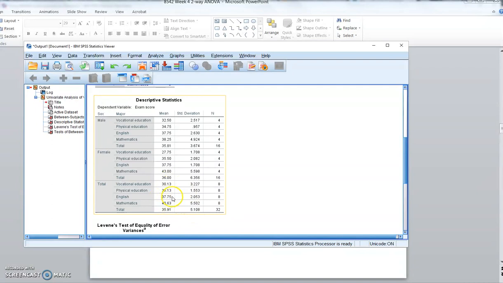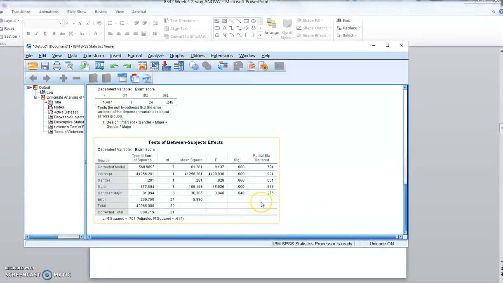If the null hypothesis were true, the chance for us to observe such a strong difference between the 4 majors, this average score of vocational education is as low as 30, and the average score of student in mathematics is as high as almost 41, is lower than 0.001. So we reject the null hypothesis and come to the conclusion that there are significant differences in the average score of students in the 4 majors.